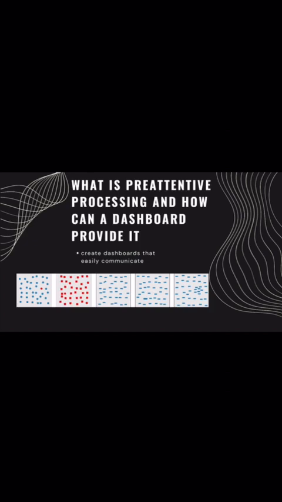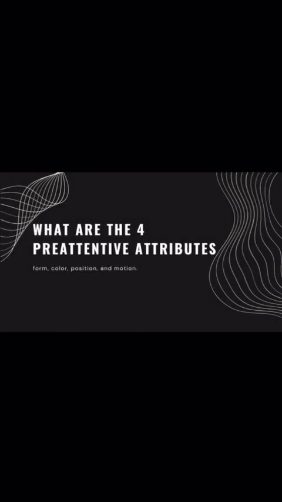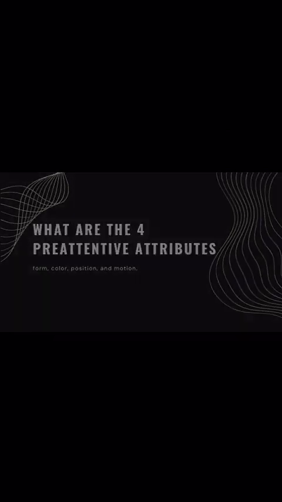Pre-attentive processing can be used to create dashboards that easily communicate an extraordinary amount of information per pixel and need very little effort to understand. The four pre-attentive attributes are form, color, position, and motion.